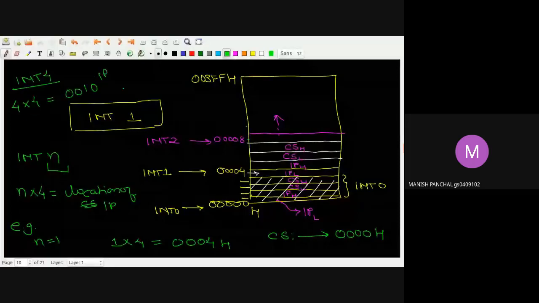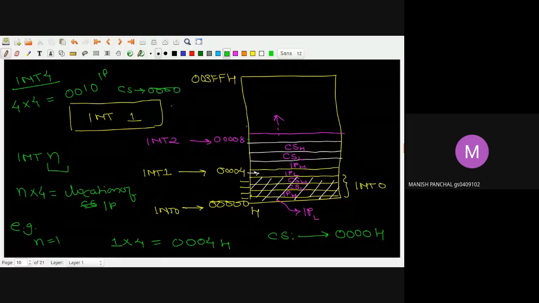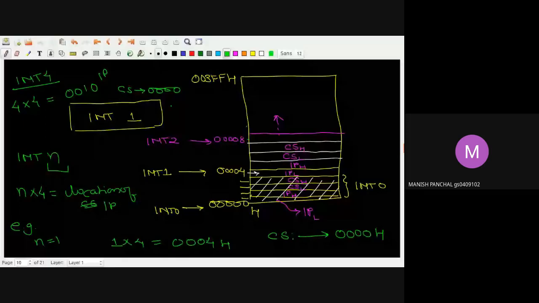And suppose the code segment here is 000. So if I multiply the code segment 000 by 10 plus 0010, obviously this will be 00010H. You can proceed like that.